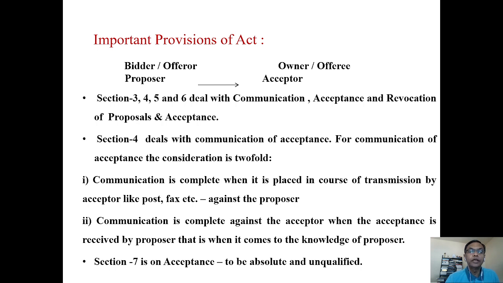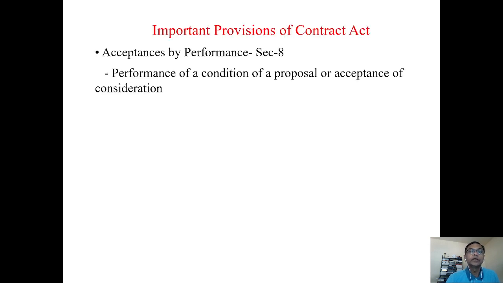So, on communication of a valid acceptance as per section 7, and when such acceptance communication is issued and received by the bidder, then only there is a valid acceptance. When this communication reaches the bidder, then there is a binding contract formed between the parties. This is the position of law. Next, we will see section 8.